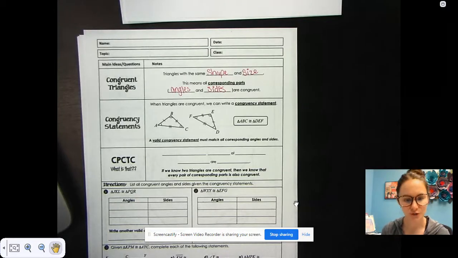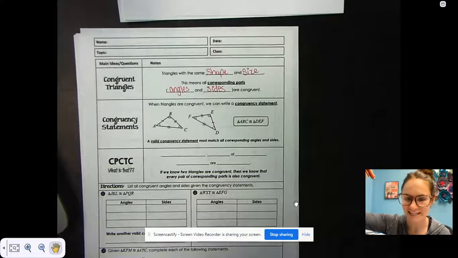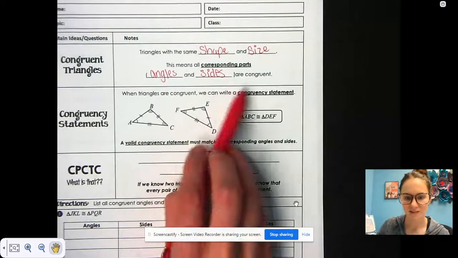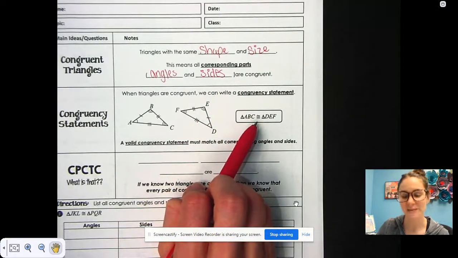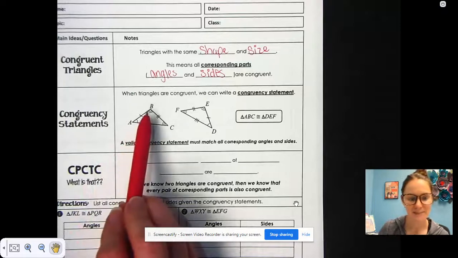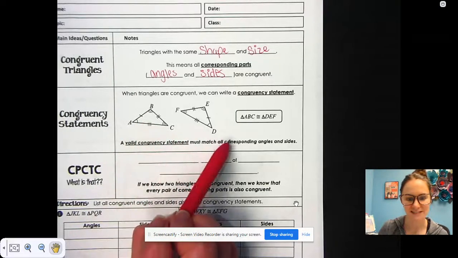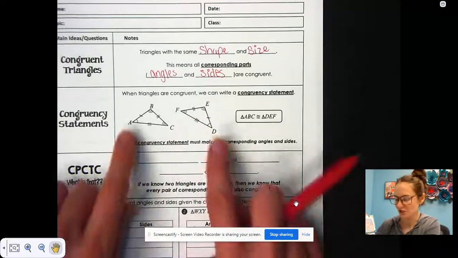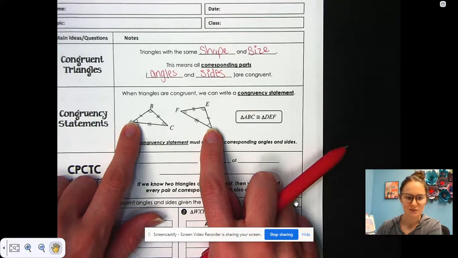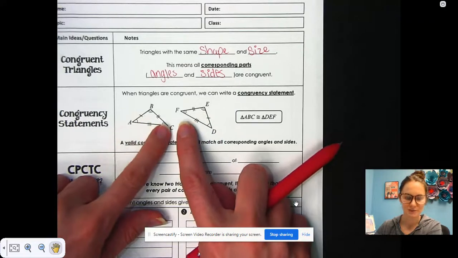When triangles are congruent, we can write a congruency statement. Notice on here it's not the equal sign, but we're using this squiggle sign above the equal sign, meaning congruent. A valid congruency statement must match all corresponding angles and sides. So on here, ABC matches up with DEF. We'll know that both of these start with the angle marked with 1, then they went to the one with 2 and then 3.